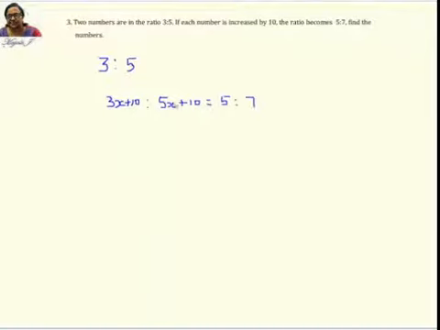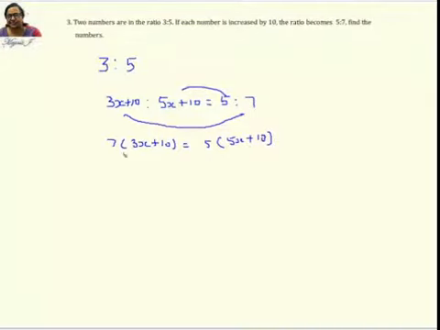5:7. That's all. Again, the same thing: product of means equals product of extremes. So 7 into (3x plus 10) should be equal to 5 into (5x plus 10). So 21x plus 70 equals 25x plus 50. You can bring this x here because this is smaller here. So 4x, 20 equals 4x, therefore x is equal to 5.